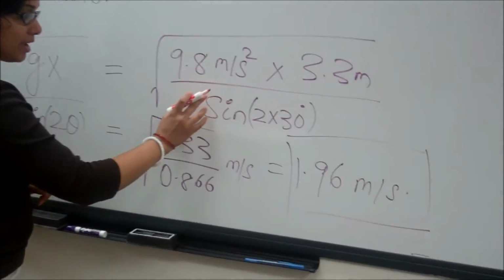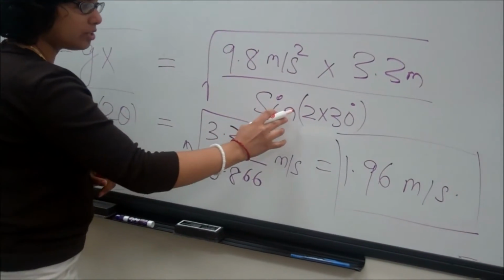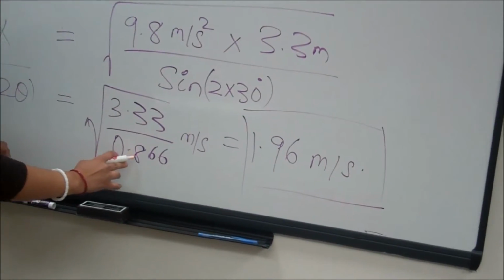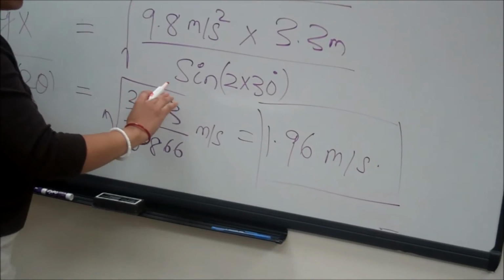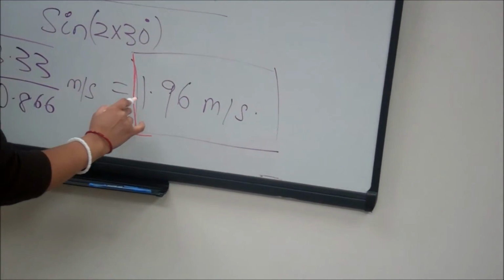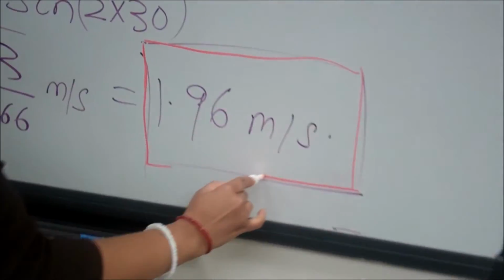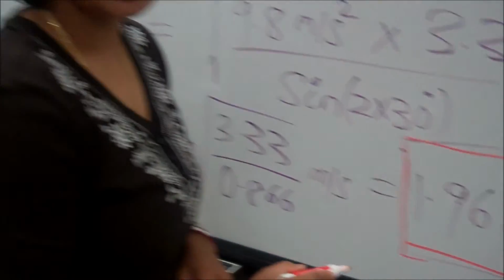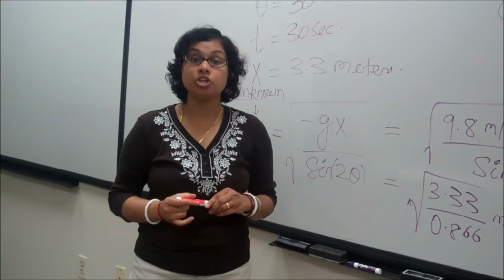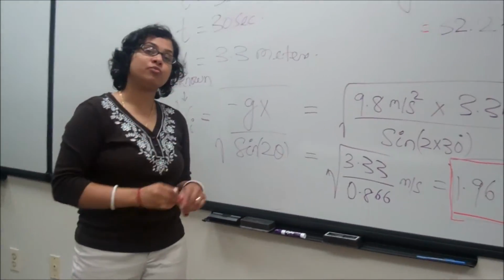After simplifying and multiplying these two factors, it becomes 3.33, and the sine of 2 times 30 degrees is equal to 0.866. And taking the square root of that, the final value, which is the vi, initial velocity, is going to be 1.96 meters per second. So this is the initial velocity. 1.96 meters per second is the velocity at which the ping pong ball was launched from the ballistic device.